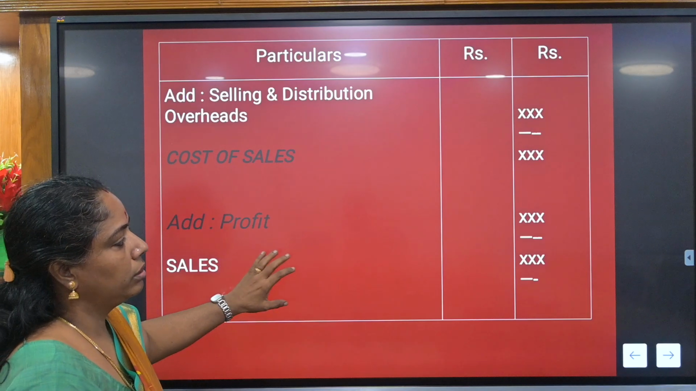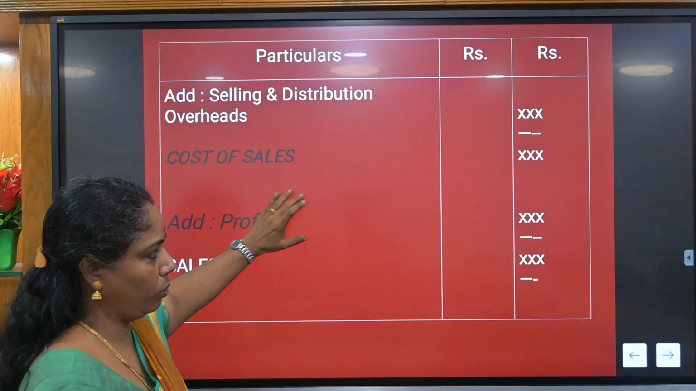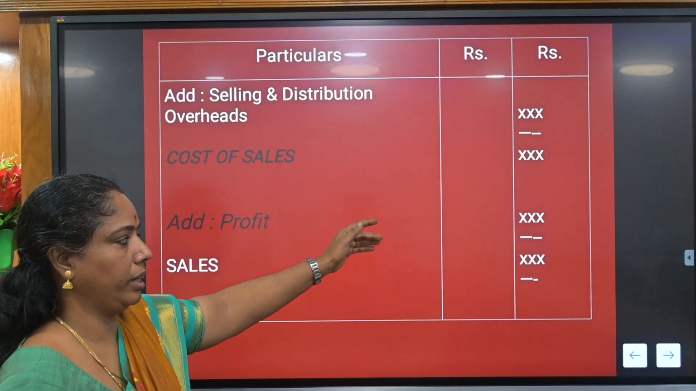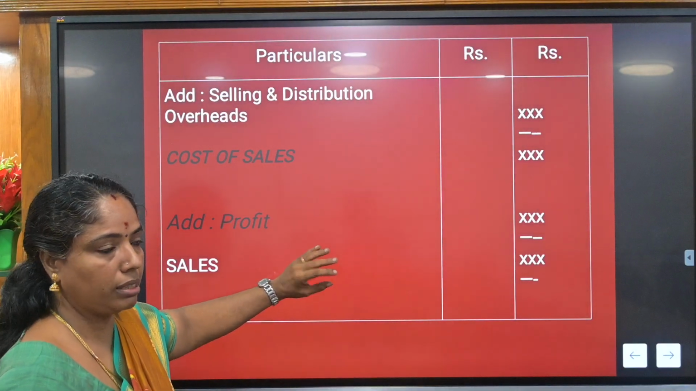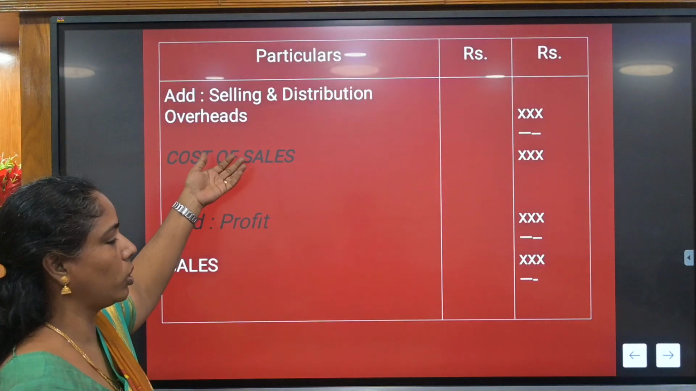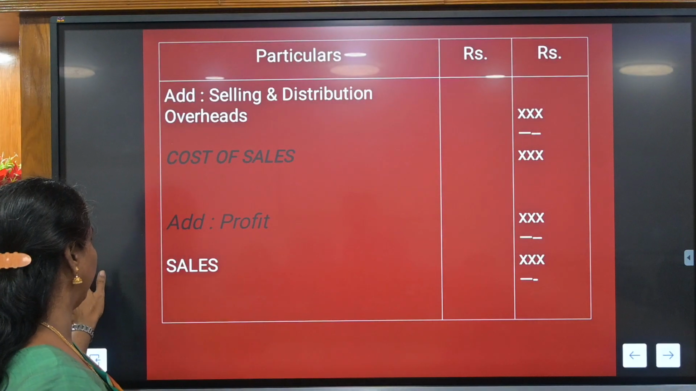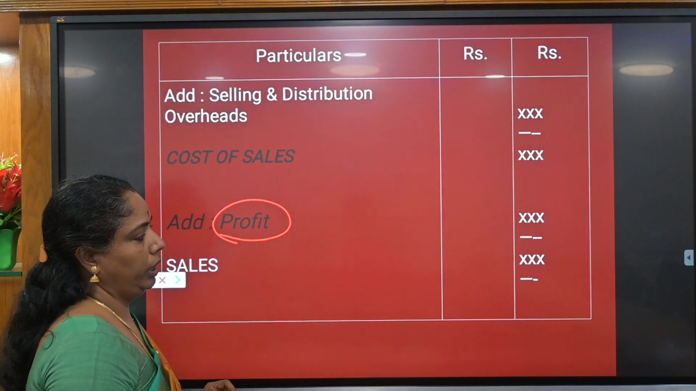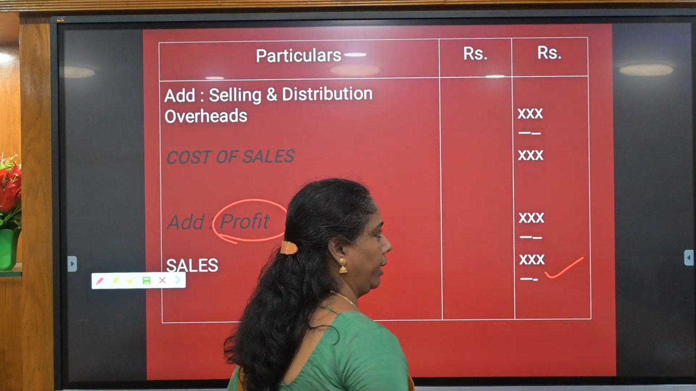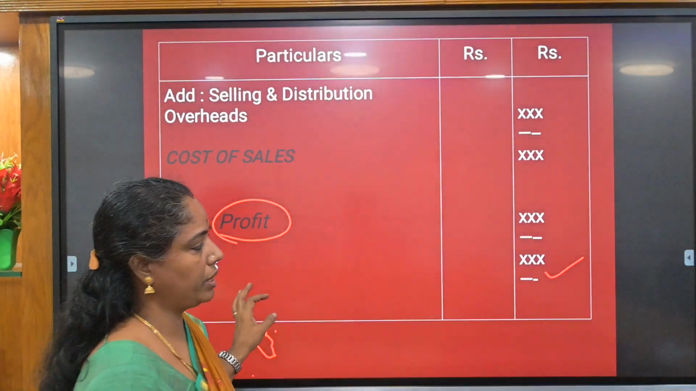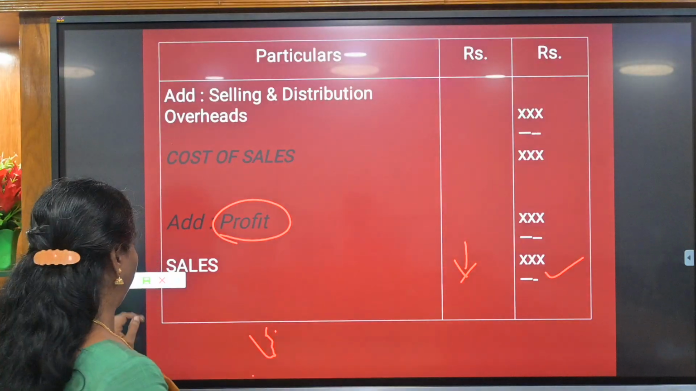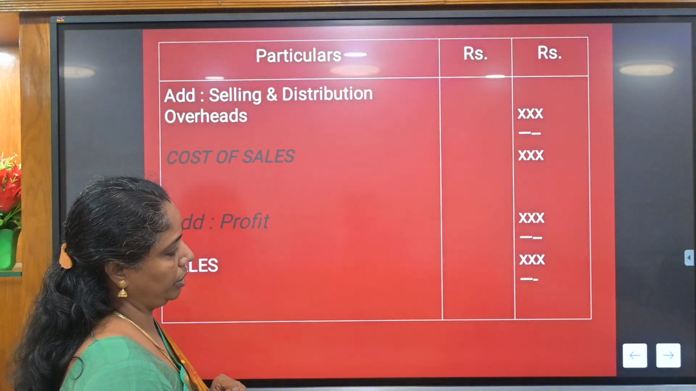After that we leave one line, then we have to subtract from sales. In the sum, if they gave sales, we have to subtract cost of sales from sales. The final answer will be the profit. If the sales value is higher, it will be profit. If the sales value is less, it will be loss. So this is about the cost sheet.